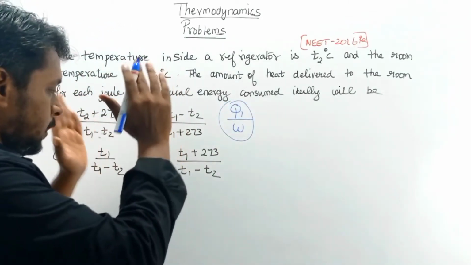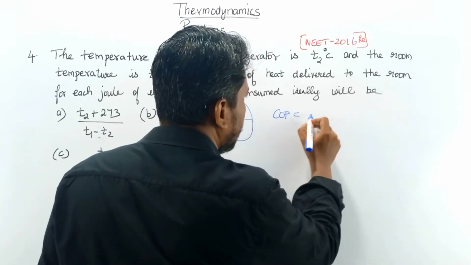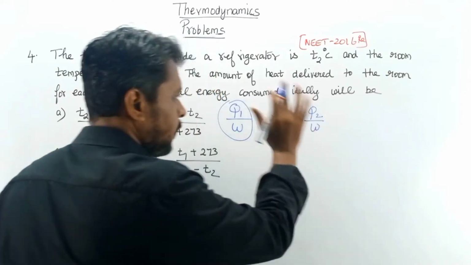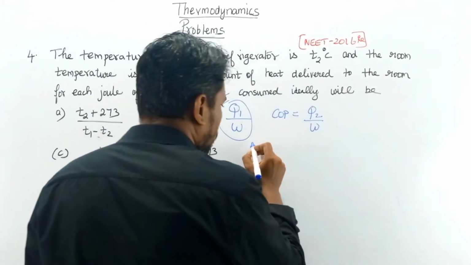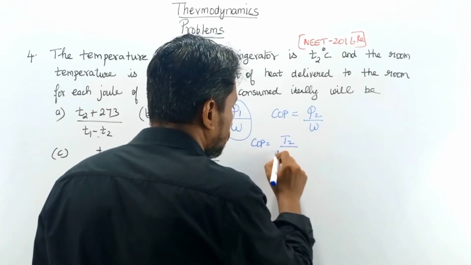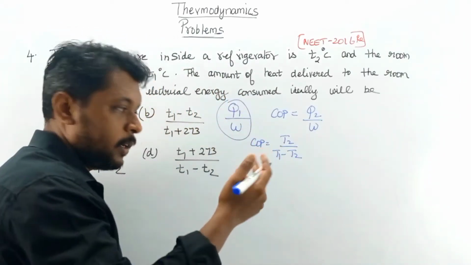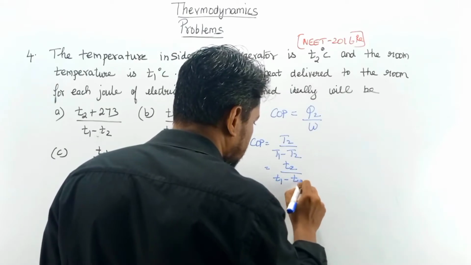Okay, so let us start with respect to the COP. The COP, we know, is heat absorbed by work done. But they are asking Q1 by W. Okay, let us see. Wait. So you know the formula for COP with respect to temperature is T2 by T1 minus T2. But here they are given in terms of small t. So T2 divided by T1 minus T2.